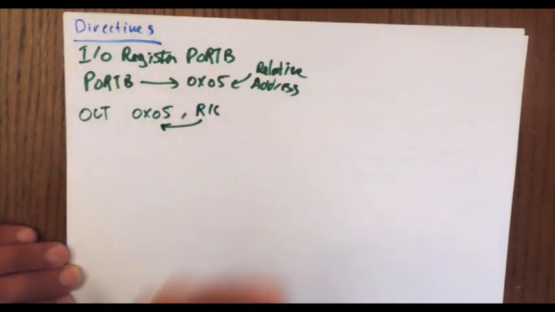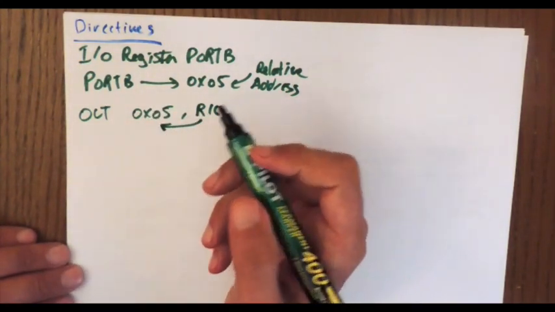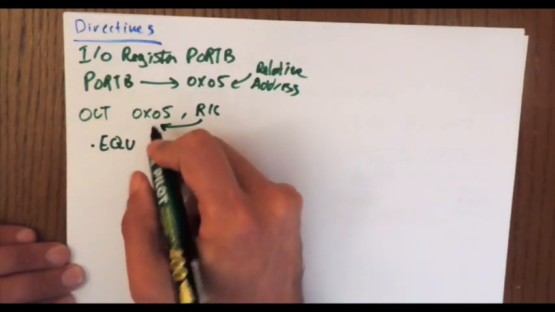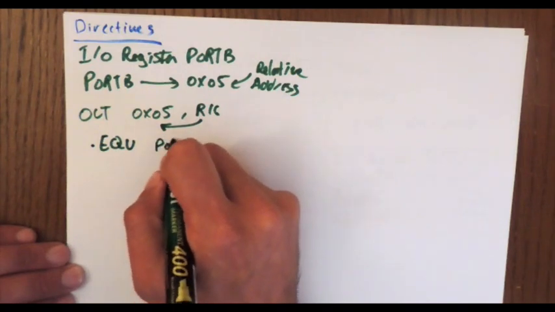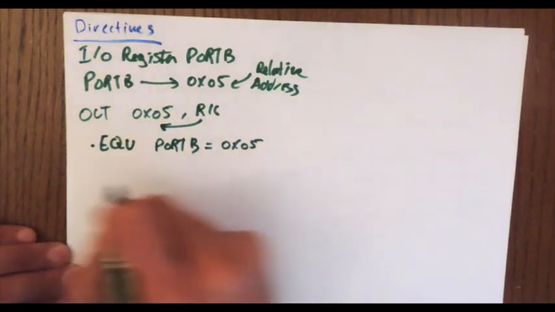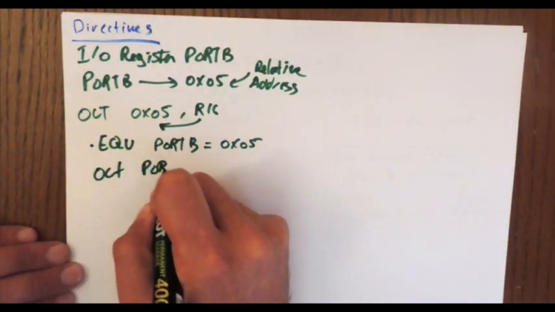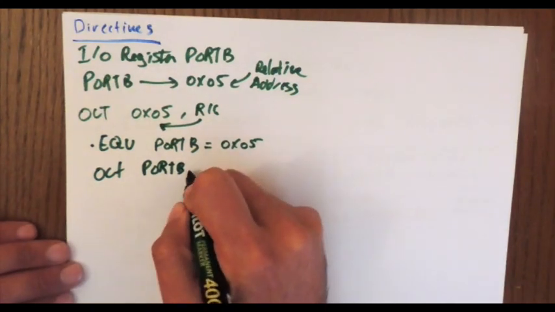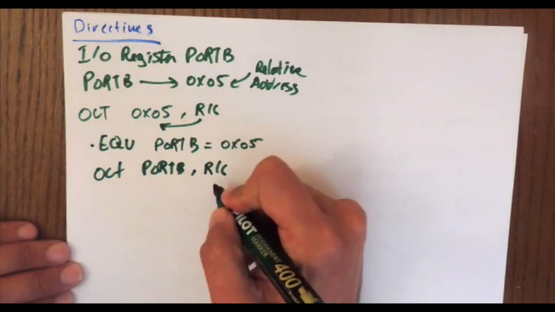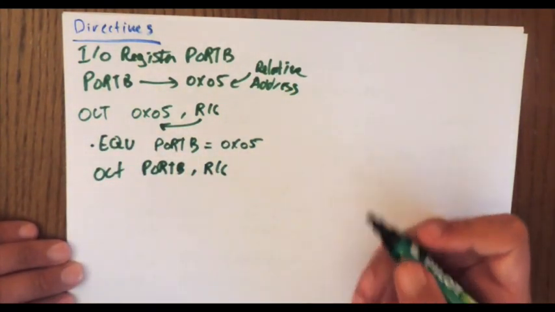So this comes here. But 0x05 is just unknown to us. So what we can do is .equ, and we say PORTB equal 0x05. Now we can use OUT PORTB, R16. So this is much more readable than this. So this is why we use .equ. But how come we used this before?